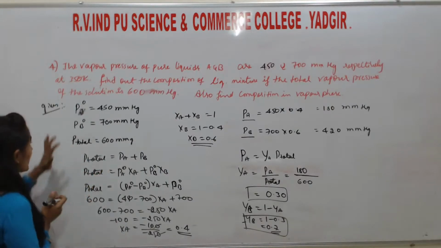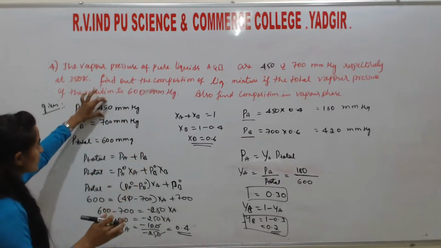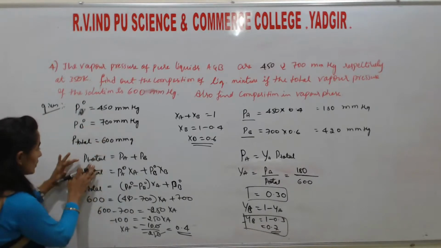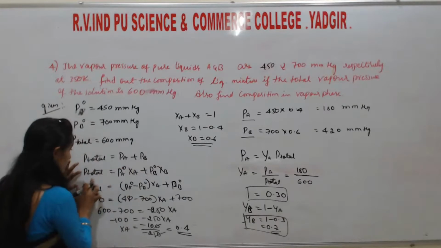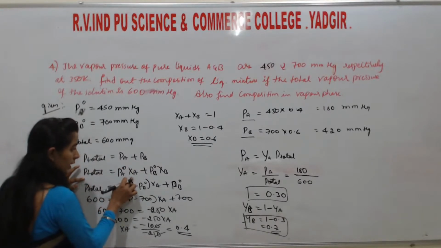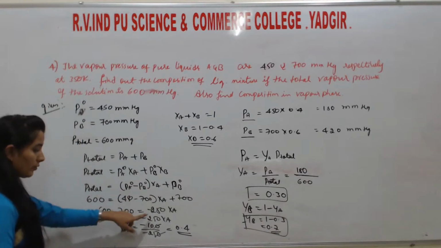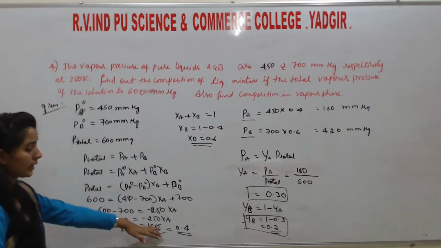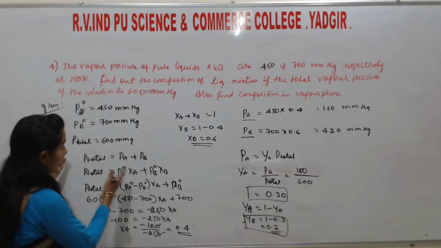So students, as I told you, they gave the vapor pressures of the two different liquids, that is 450 and 700. The total pressure is also given here. So we know that P total is equal to PA plus PB. So P total is equal to PA naught XA plus PB naught XB. So we are going to calculate any one of the mole fractions here, either A or B. Once we get A, we will get B. Once we get B, we will get A. So you may take whichever you like, students.